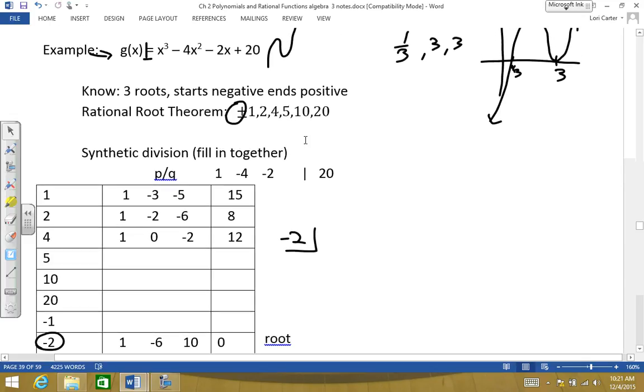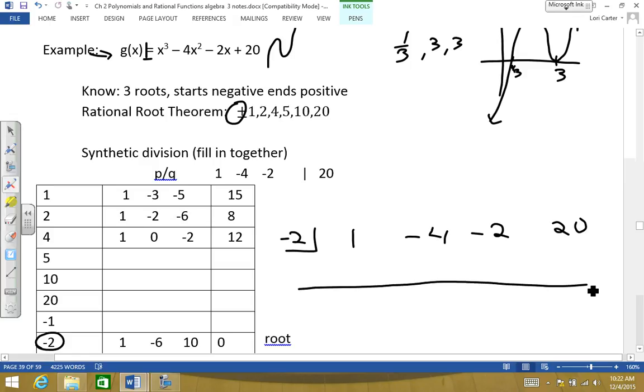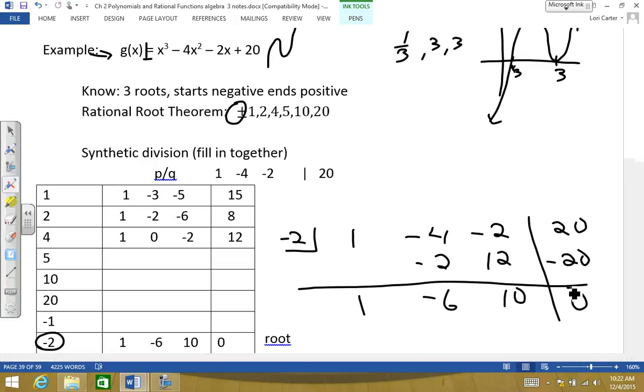Then you had, what are my numbers? 1, -4, -2, 20. Did you do that right? Okay, how do you do it? Bring down the 1. -2. Add: -6. 12. 10. -20. Good. 0. Okay, so you've done your work right. What did we do with the 1, the -6, and the 10? x squared minus 6x plus 10.